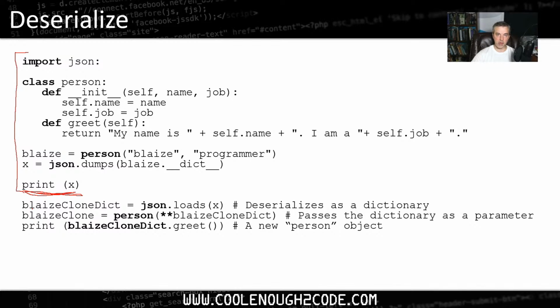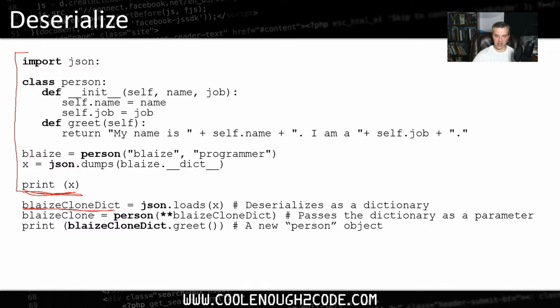So basically what we want to do is take the process that we had and reverse it. Serializing gets it into the string, which I can then use for transmitting something over the internet or writing to a file, etc. I want to reverse that process. So I want to be able to take that string data and take it back into an object. So let's do that. Right here, I have a new object called Blaze Clone Dict.